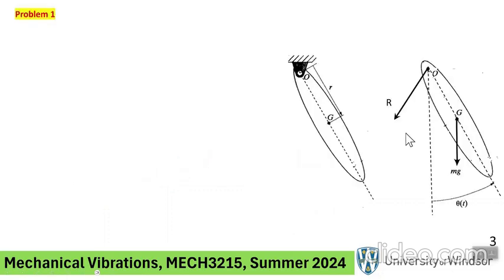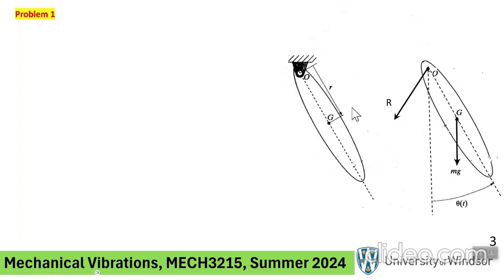So let's look at the first problem, and this is not a simple pendulum. It's called a compound pendulum. Because simple pendulum traditionally refers to a ball, a spherical mass, for example, attached to a pivot point through a massless rod. But this is more complicated. The rod is not massless, it's actually distributed.